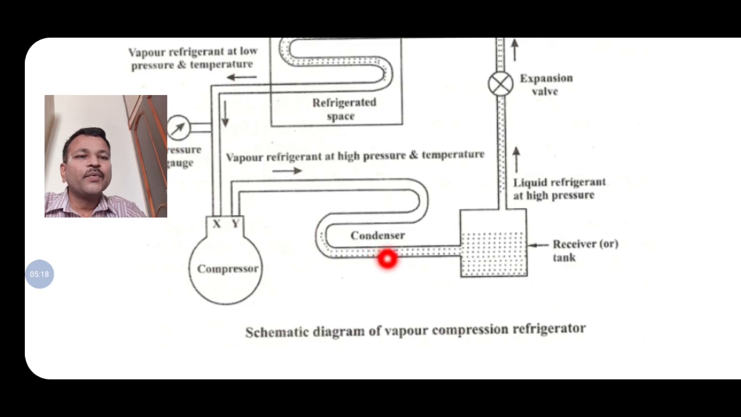So the liquid refrigerant is at high temperature. The pressure will not change, it will be at high pressure only. The high pressure, high temperature liquid refrigerant will be stored temporarily in the receiver or a tank. From there it will go to the expansion valve.